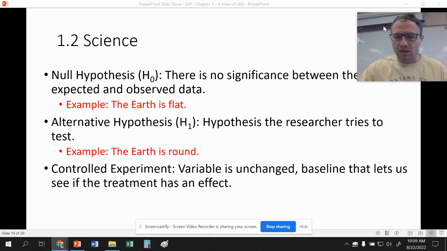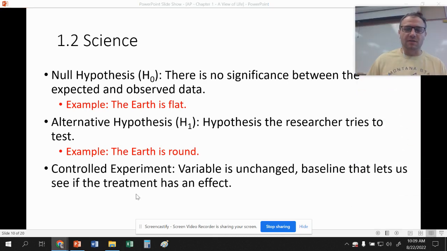Now, going through here, the controlled experiment, this is a variable is unchanged, and the baseline that lets us see if the treatment has an effect. So basically in a controlled experiment, you have a control group and then you have your test group. So like your control group doesn't have any variables changed, and then that one test group is the group where you're going to have one variable change and you're going to be testing it. So we have something to base it off of. We have a group to compare it to. We don't just test something, we have to have a control group to compare it to.